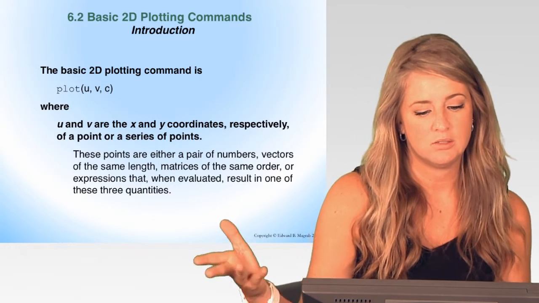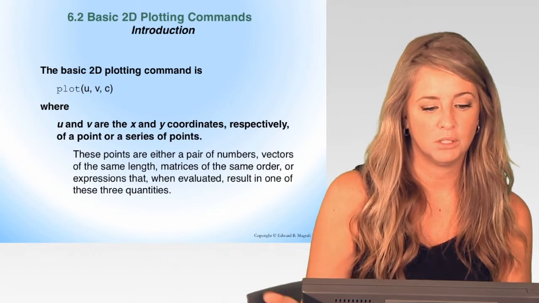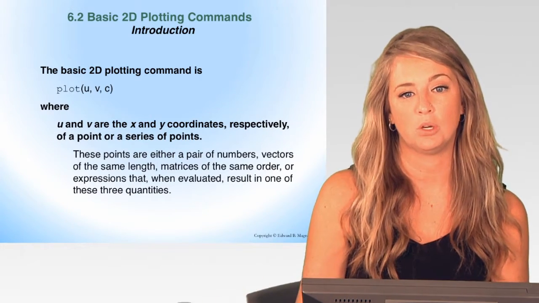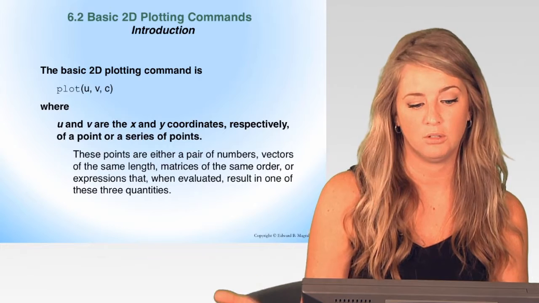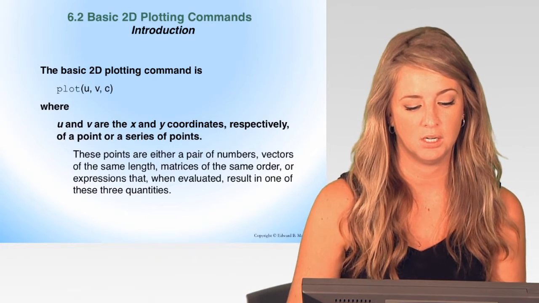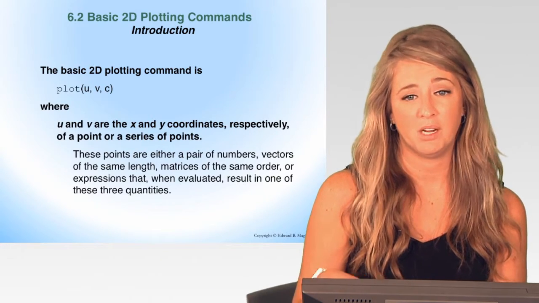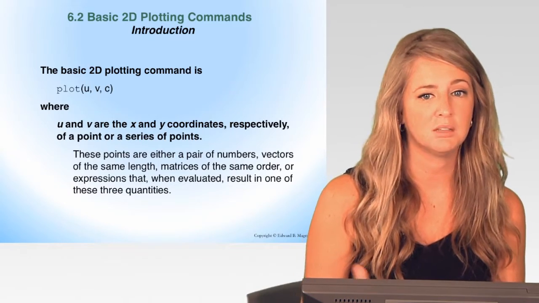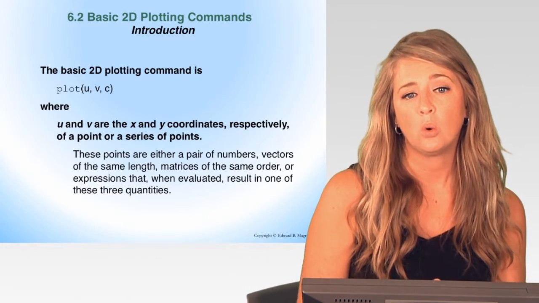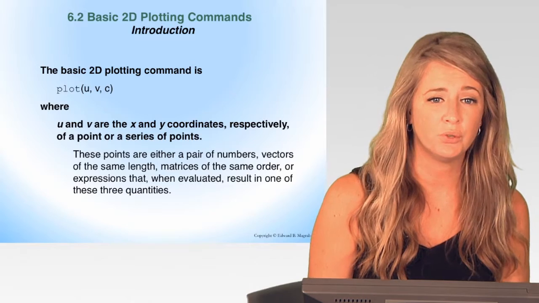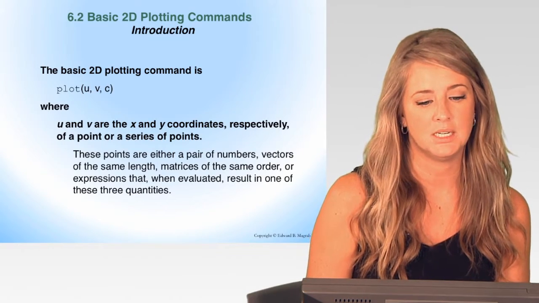And I don't know why they use U and V. To me, it makes it a little more confusing. But U and V just represent the X and Y coordinates that you're plotting using this function. These points are either a pair of numbers, vectors of the same length, matrices of the same order, or expressions that, when evaluated, result in one of these three quantities.